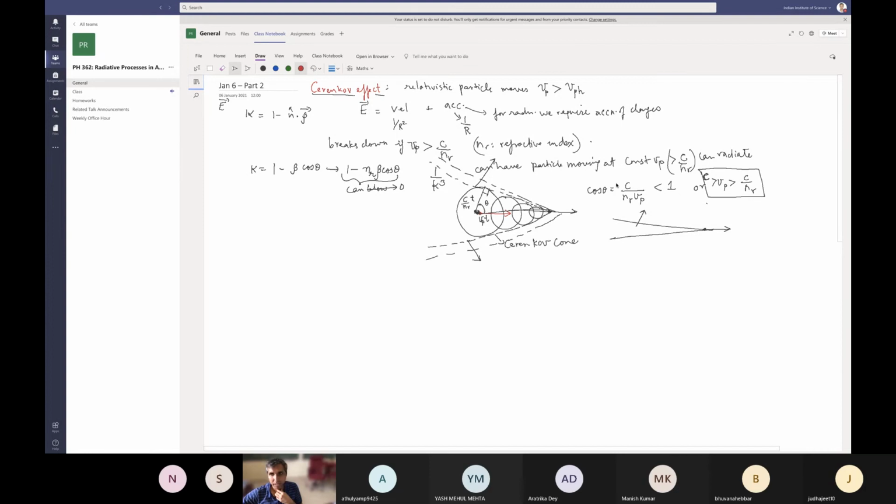So this is the angle of the Cherenkov cone. You know this geometry. This is angle theta. This is the direction of light, and this is the direction of the particle. So the angle between the direction of the light, the Cherenkov cone, and the direction of motion is given by this.